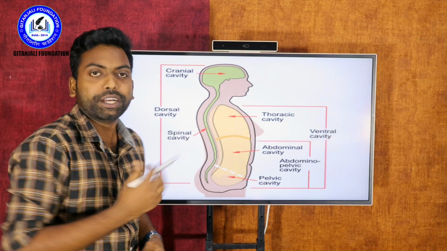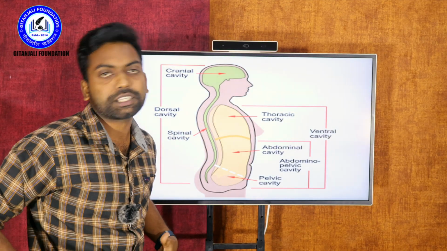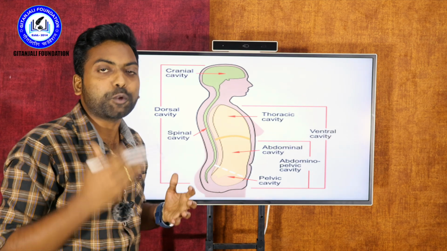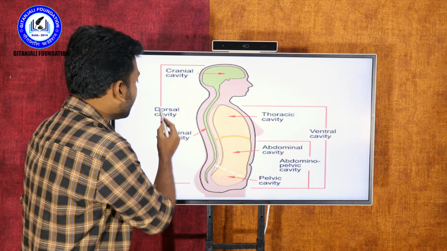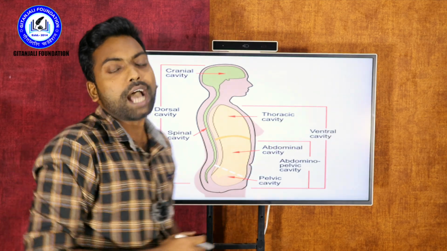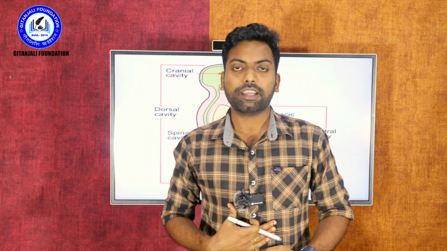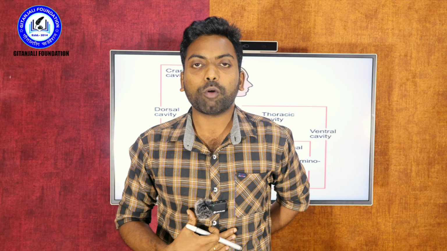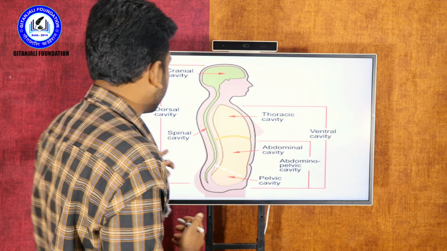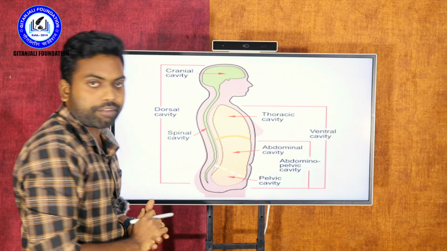Let me tell you about the body cavities. Our body is built up of different kinds of cavities. Before that, you must understand the meaning of dorsal cavity and ventral cavity. As you can see here, this is our human body. The front of the body is called the ventral part, and the back part of the body is called the dorsal cavity. So this is the dorsal cavity and this is the ventral cavity.